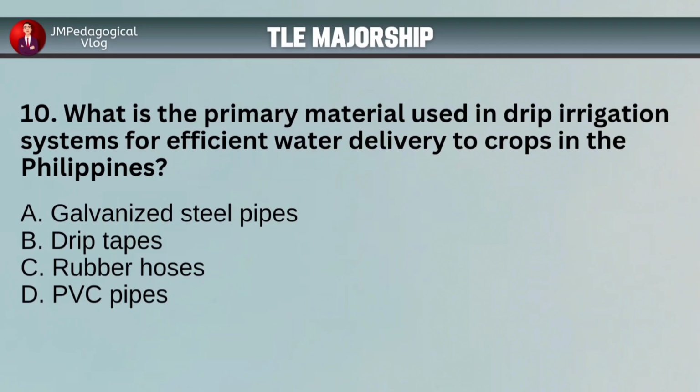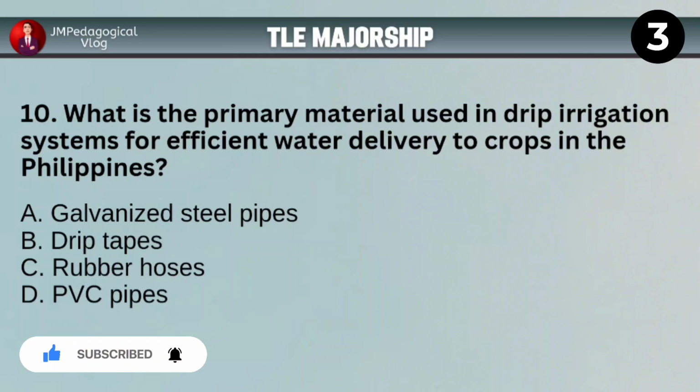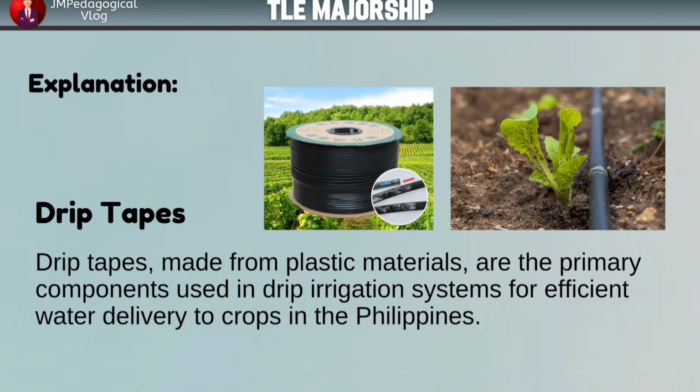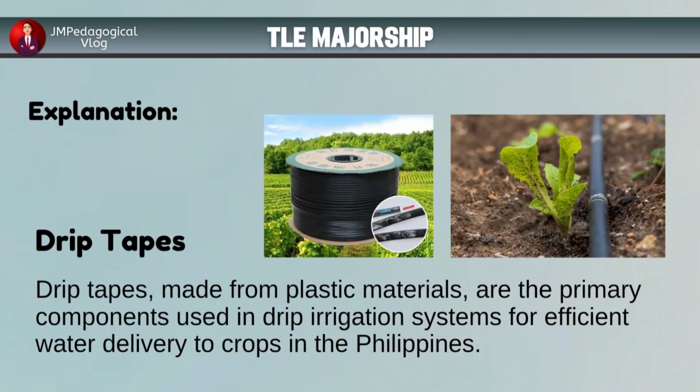10. What is the primary material used in drip irrigation systems for efficient water delivery to crops in the Philippines? A. Galvanized steel pipes. B. Drip tapes. C. Rubber hoses. D. PVC pipes. B. Drip tapes. Explanation: Drip tapes, made from plastic materials, are the primary components used in drip irrigation systems for efficient water delivery to crops in the Philippines.